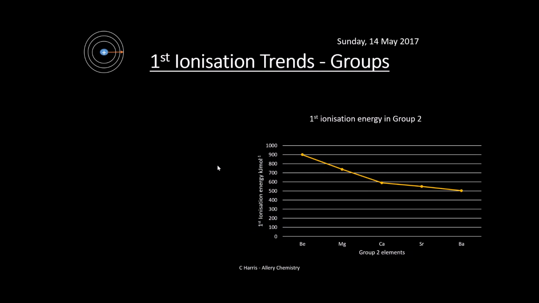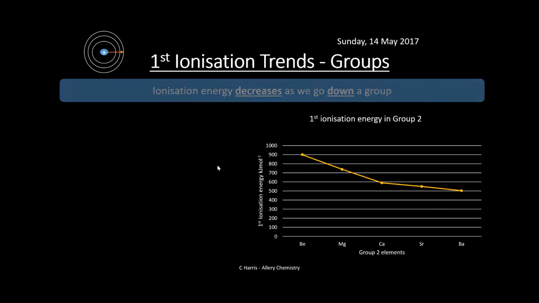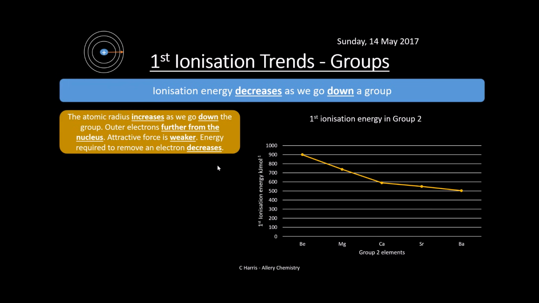Okay, so let's look at some trends. We're going to look at groups first. This is a graph showing the first ionization energy in group 2. As we go down a group, the ionization energy decreases. The reason is that the atomic radius increases as we go down the group. The outer electrons are further from the nucleus and the attractive force is a lot weaker. So the energy required to remove an electron is less. It decreases because the atom is getting bigger, so it's about the size of the atom, the increased radius.